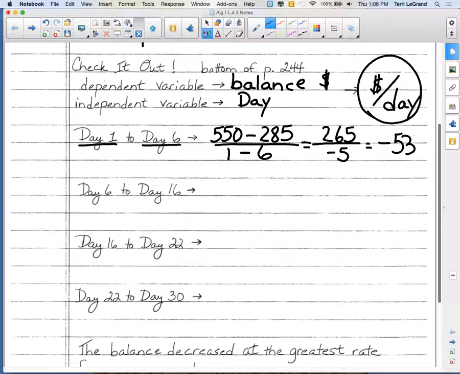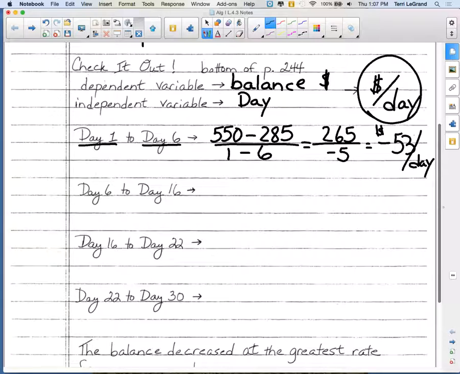That's negative 53 what? Dollars per day. And dollars go in front of our number, not behind it. So a negative $53 per day is the rate of change over this time frame. So what does that really say then? What's happening? What does negative $53 per day really say?